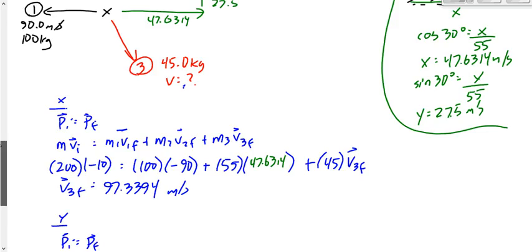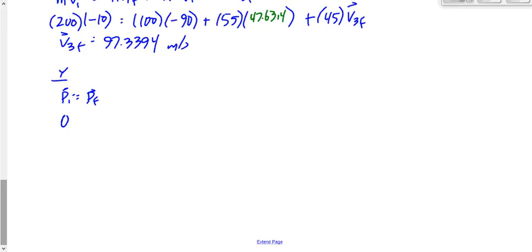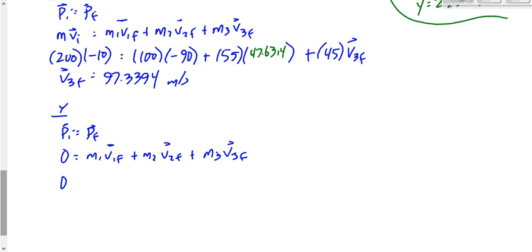So it was initially, before the explosion took place, moving to the west. How much of that is on the y-axis? Zero. So we're just going to say the initial momentum for the y component is 0 plus m1 v1f plus m2 v2f plus m3 v3f. Object number 1 afterwards is only on the x-axis. Look, it's moving at 90 meters per second, but none of that 90 is up or down. That 90 is all x. So let's make it 0 for the y component, that is. Let's make it 0.